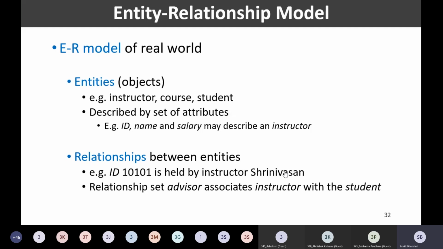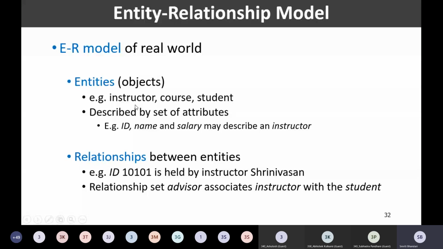So what is the ER model? ER stands for entity relationship. In the ER model, we have two important concepts, the entity and the relationship. So what is an entity? It is anything or object that can be distinguished from the other. We have listed a few examples of entities: instructor is an entity, course is an entity, student is one more entity.